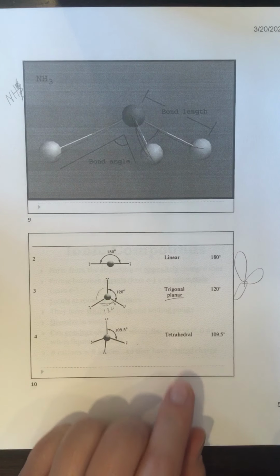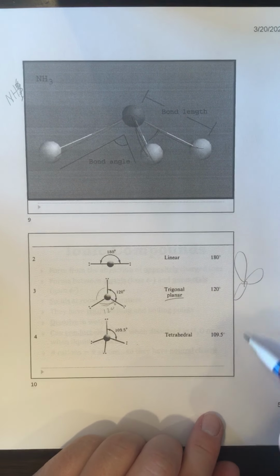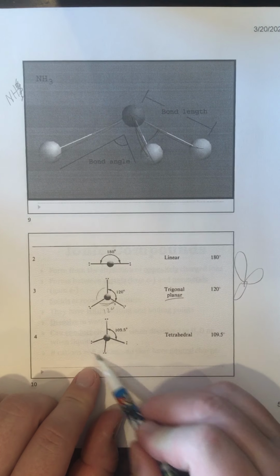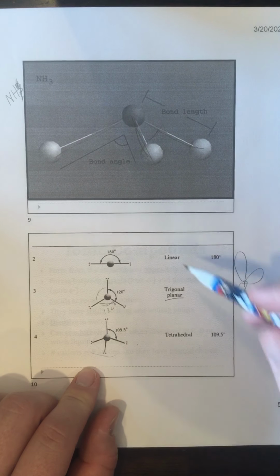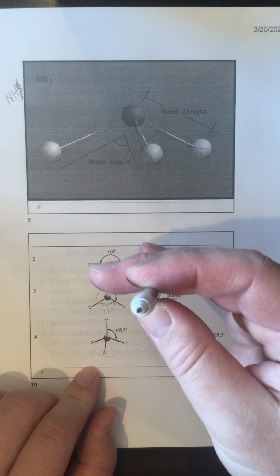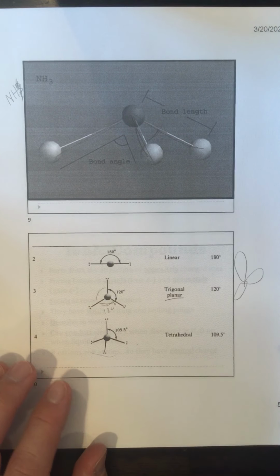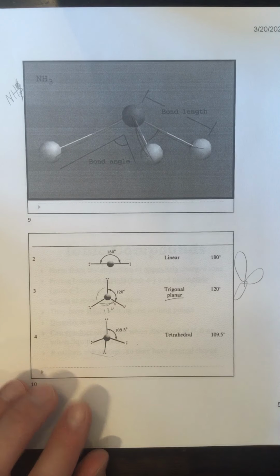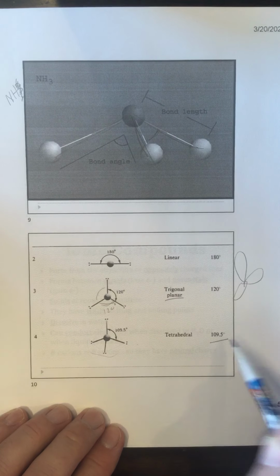Tetrahedral would be if you held 4 balloons. It's hard, I can't even draw that, but this is more of a 3-dimensional thing. So we would have 1 this way, 1 that way, 1 this way, and then 1 bond length coming straight up. Okay. Obviously, here's our angle.